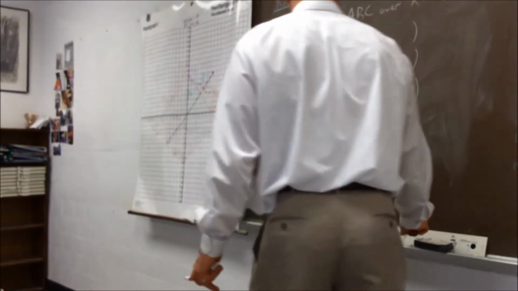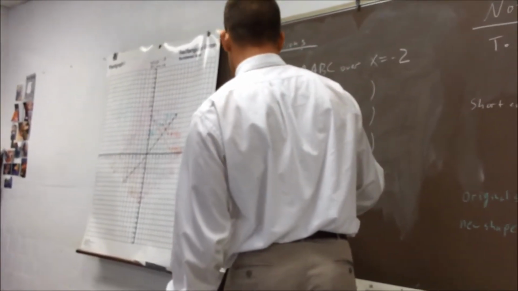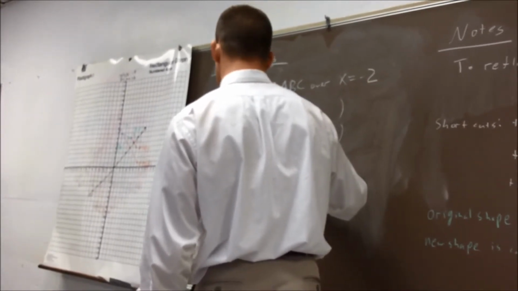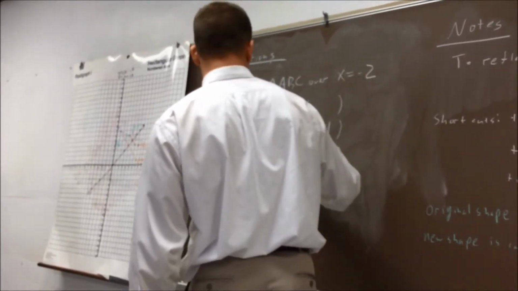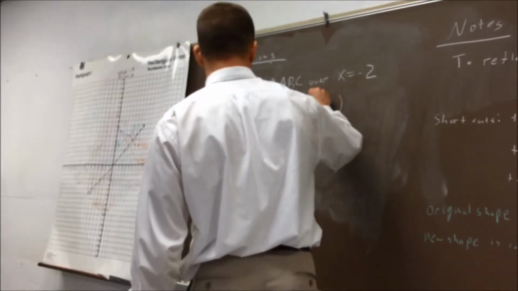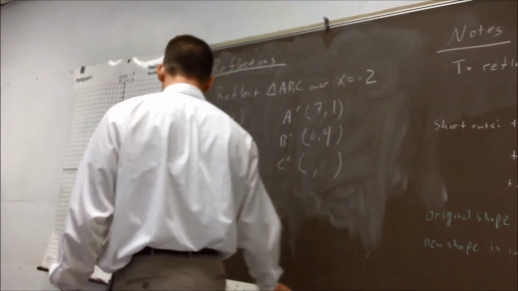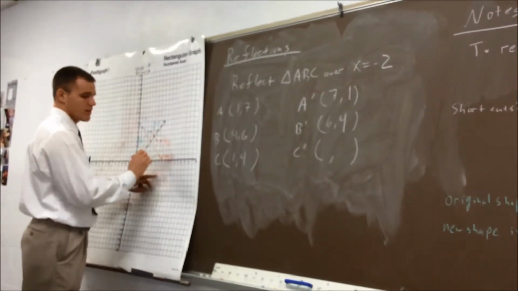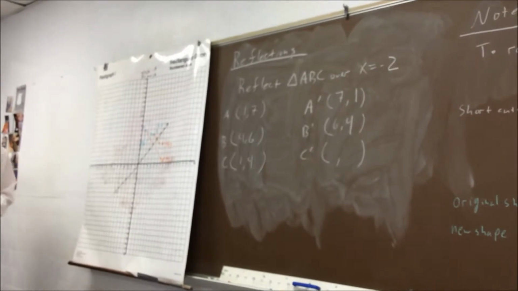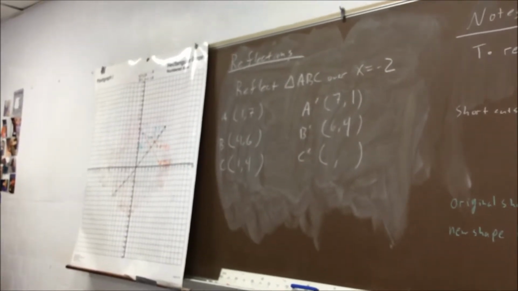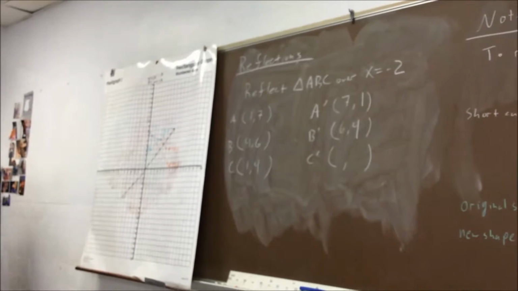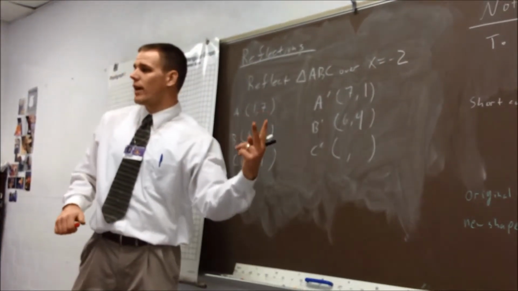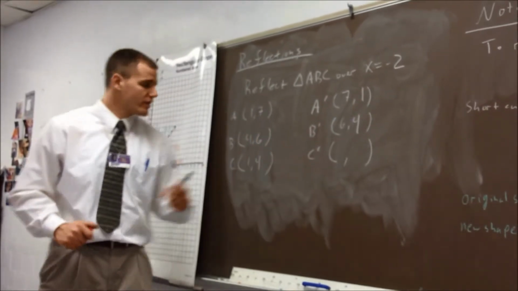So B prime here was 6, 4. C prime was, no, sorry, that's A prime. A prime, sorry. 7, 1. Huh, what's the pattern? What is the pattern here? Think about it. Ma'am, what is it? We just switched the x and the y coordinate, didn't we? We just switched the x and y coordinate.